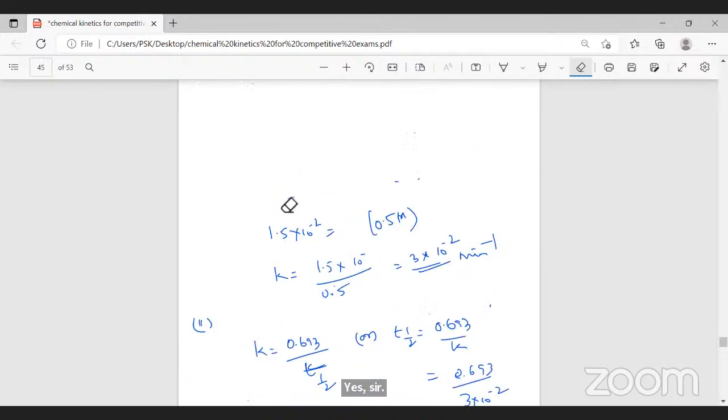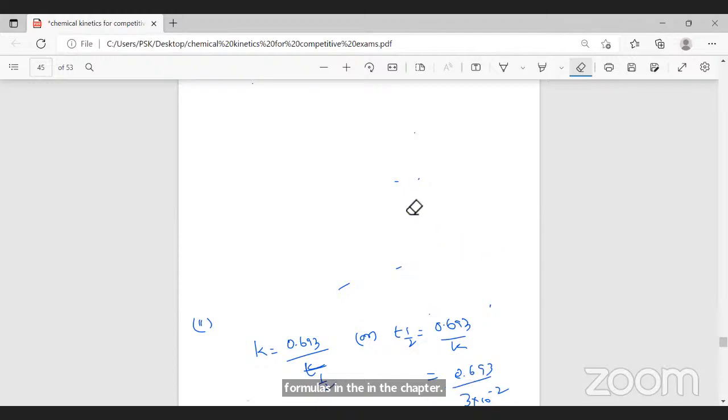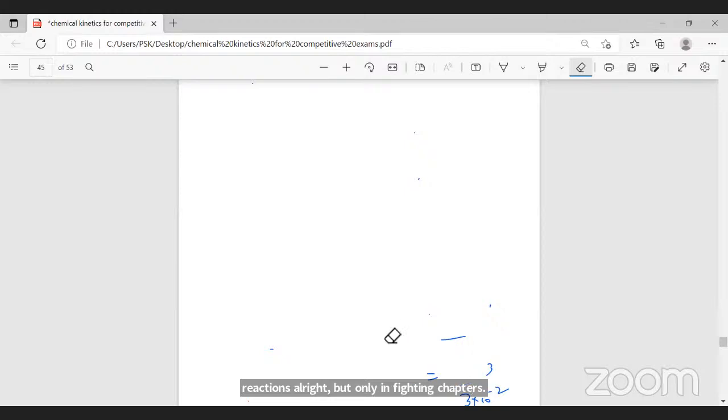See, you should know the theory part of it, and you should know the different formulas in the chapter. Only a few chapters we have numericals in chemistry. And once we start organic chemistry, it is only the reactions. All right, but only in 5 chapters, I believe, we have problems in 12th standard. Less than 5 chapters.